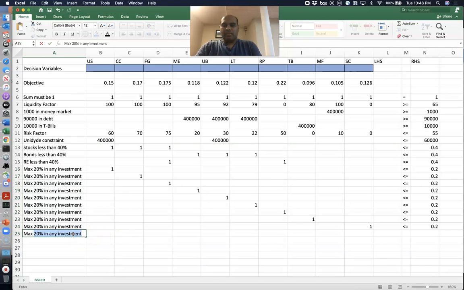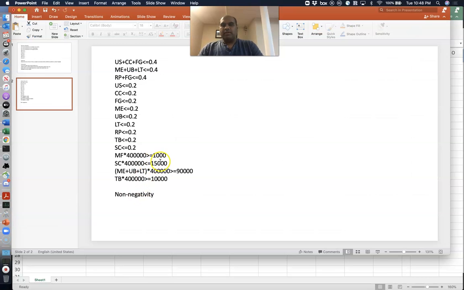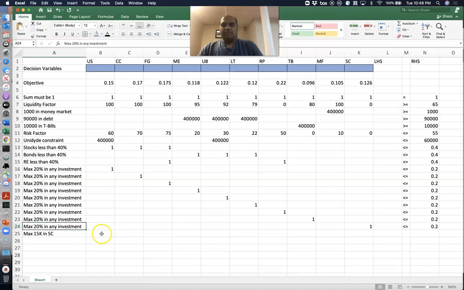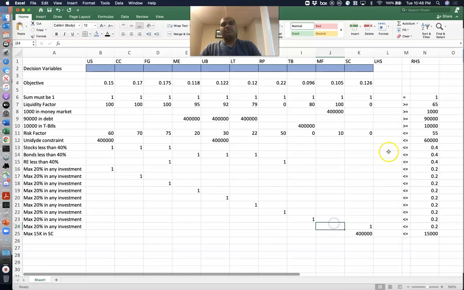I'm sorry, 15K. So maximum 15K in saver certificate. The saver certificate is right here, $15,000. And there you go. So these are all our constraints. We have the equal to constraint, the 4 greater than or equal to constraints, and the remaining bevy of 15 less than or equal to constraints.